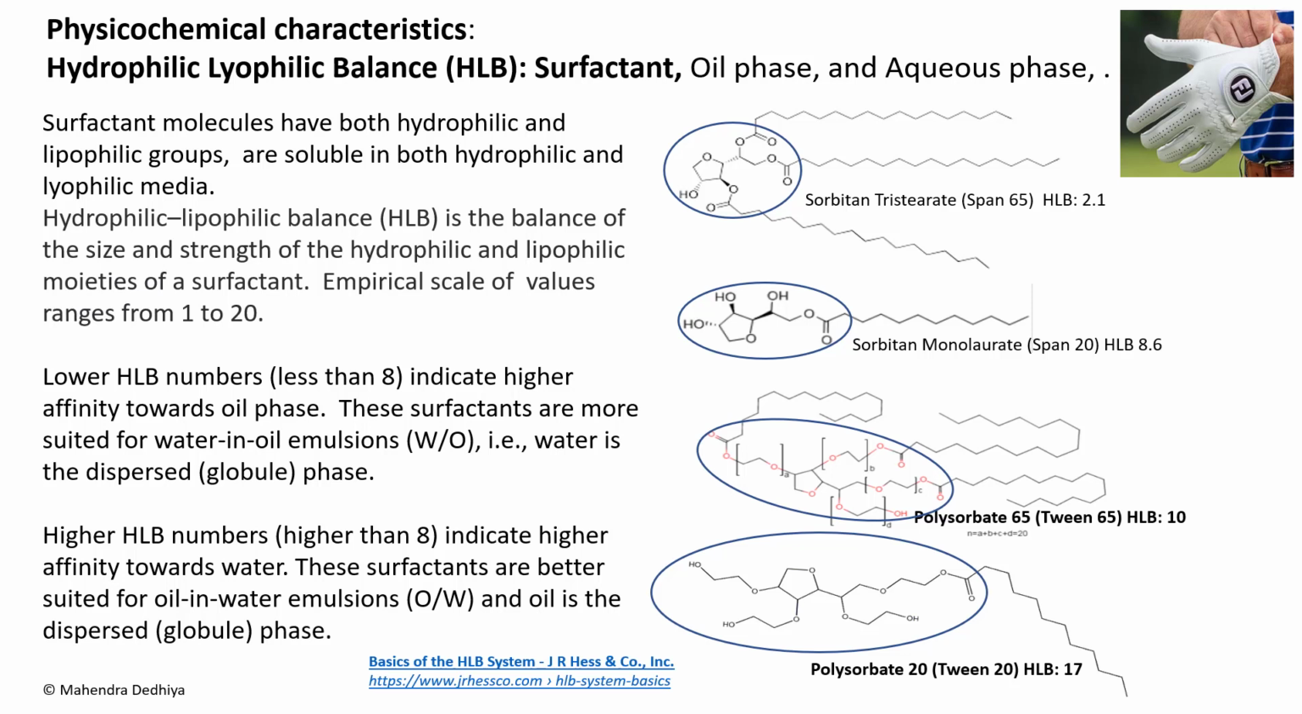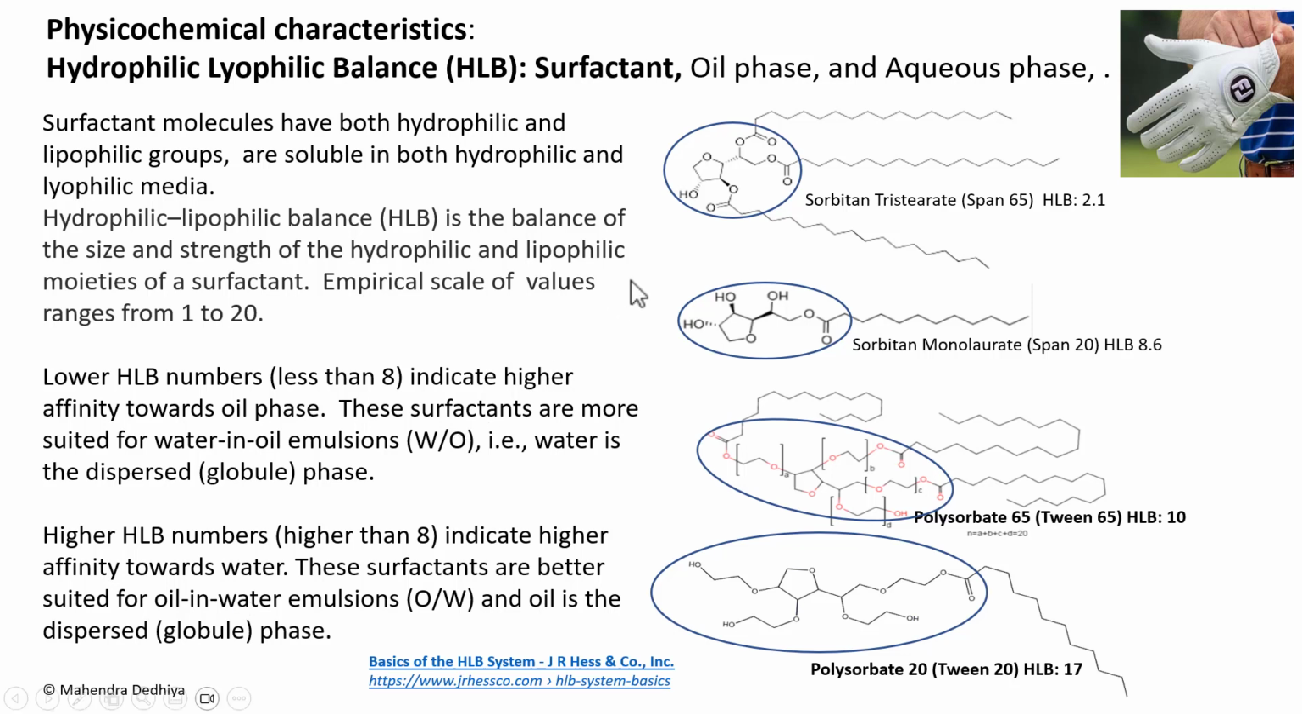Lower HLB values, less than 8, indicate higher affinity towards the oil phase, and these surfactants or emulsifiers are more suited for water in oil emulsion, where water is the dispersed or globule phase. Higher HLB numbers, higher than 8, indicate higher affinity towards water. These surfactants are better suited for oil in water emulsion. In this case, oil is the dispersed or globule phase.